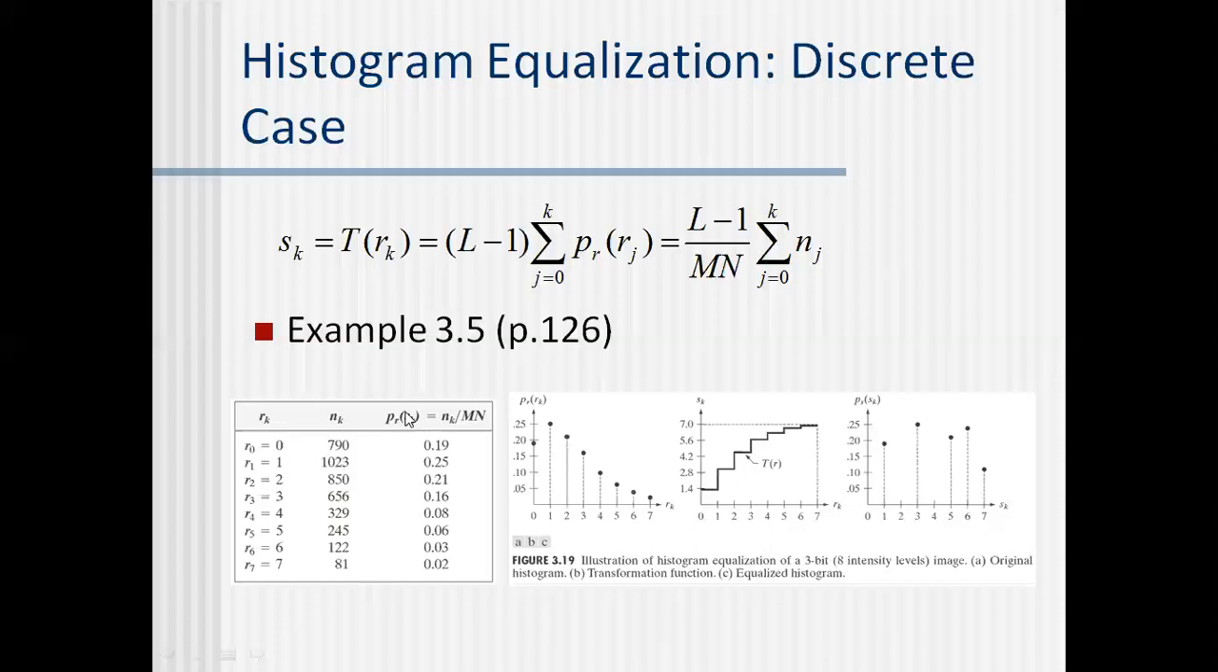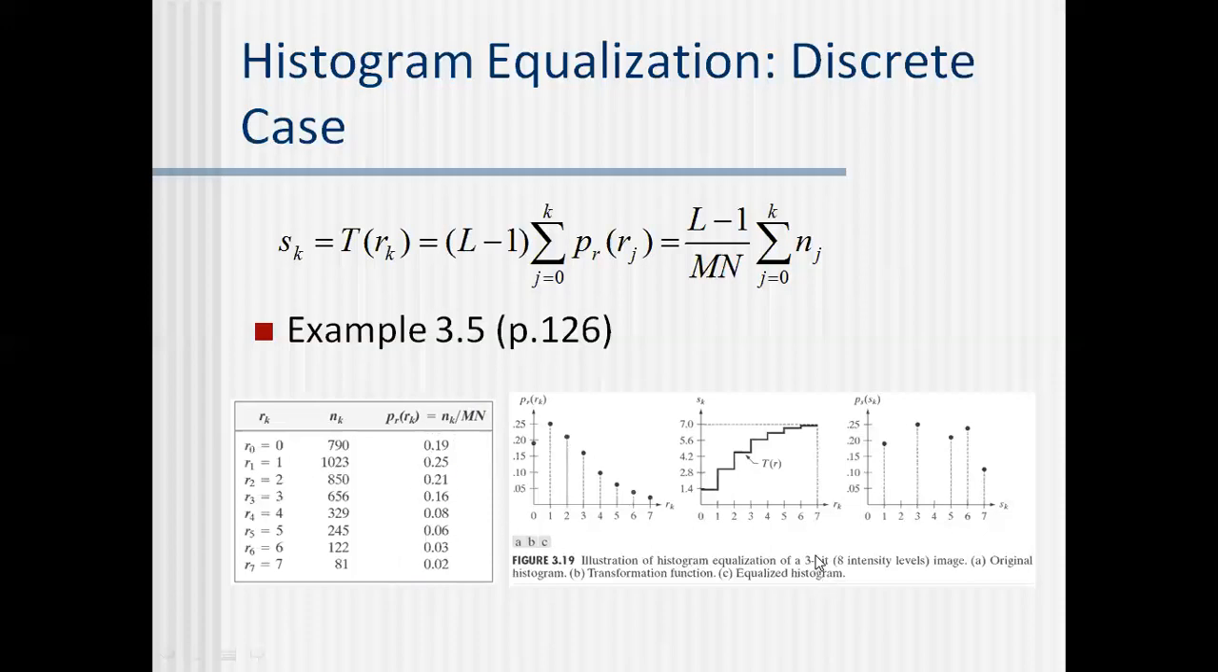PR of RK, where RK means the kth gray level pixels, should be NK by MN. Whatever the total resolution is, either 256 or 128, we know the value 790, so 790 by M into N. M is the total number of rows and N is the total number of columns. So whenever we divide by the total number of image pixels, MN, we get the probability function. The total probability should always be 1.